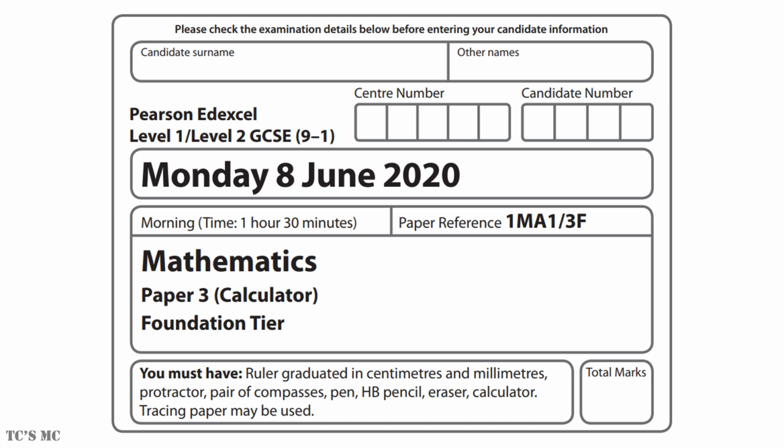Hello, in this video I am going to explain how to answer the questions in the Edexcel GCSE Maths Paper 3 from what would have been in June 2020, the foundation tier. The purpose of this video is for your learning and understanding, not just the answers. There are of course other videos out there.